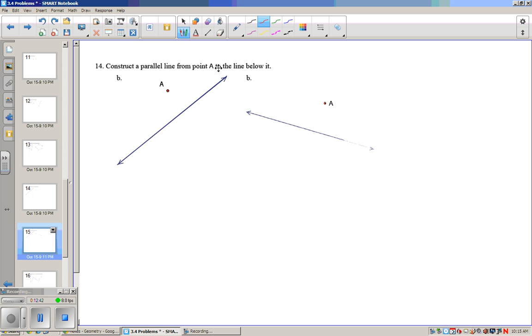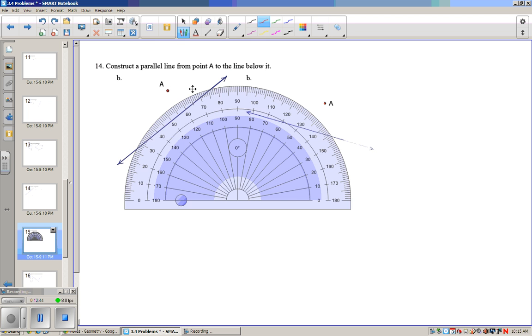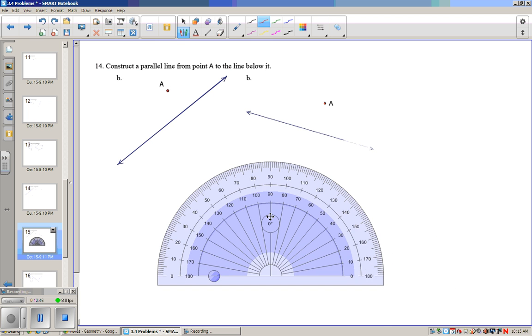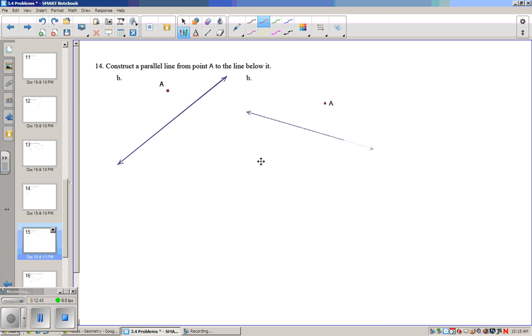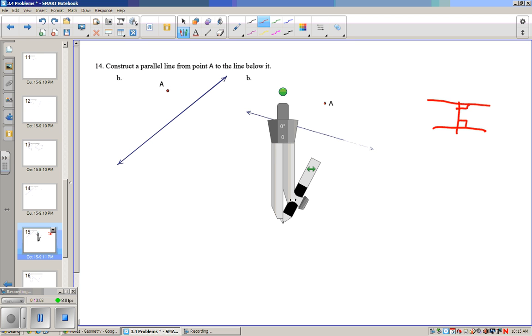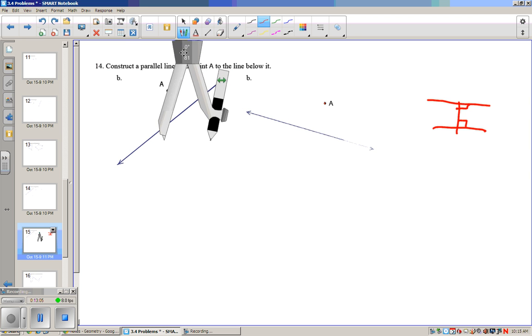So remember when we drew perpendicular lines with our protractor? We started with a line and then we drew a perpendicular and then we drew another perpendicular. We're going to sort of do the same thing, but now we need to construct. So we can no longer use the protractor. We can only use our compass and our straight edge.